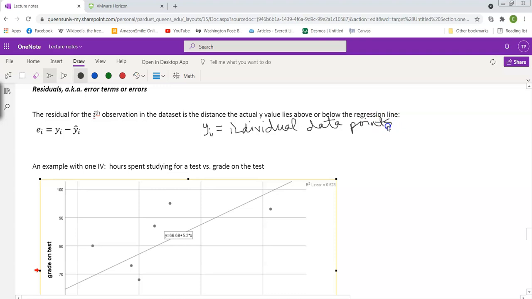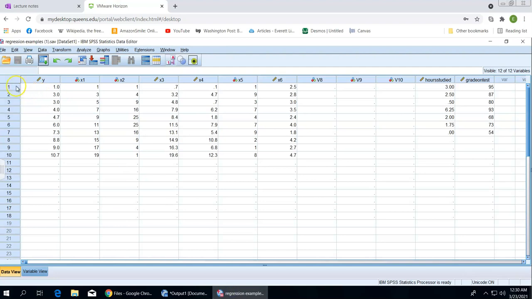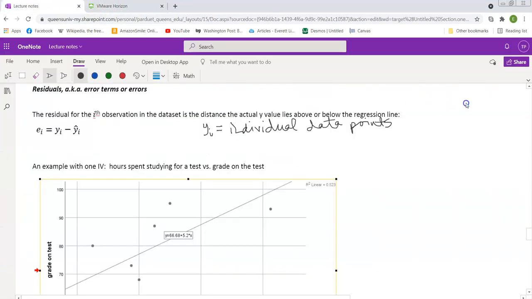So that's y1, y2, y3. So if we look at our data over here, y1 would be 1, y2 would be 3, y3 would be 3, etc. And y hat i is going to be the predicted value for the first, second, third, etc.